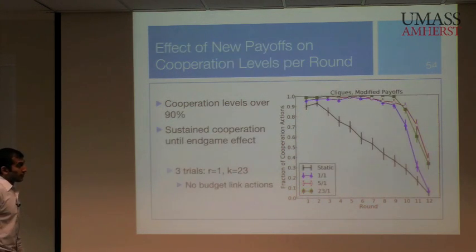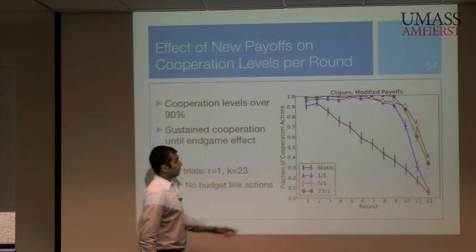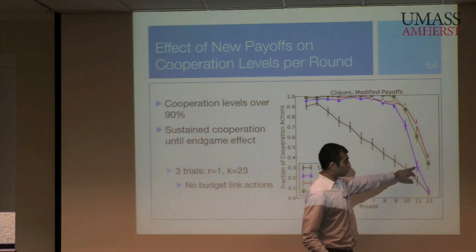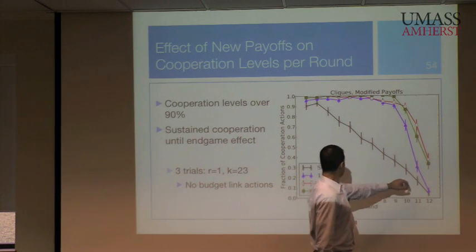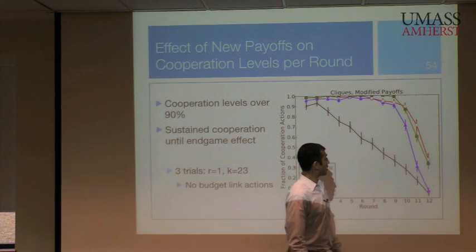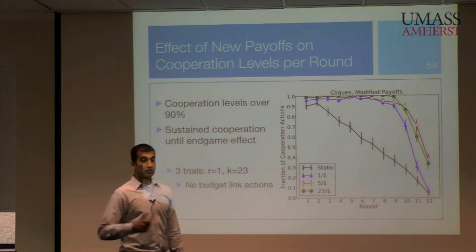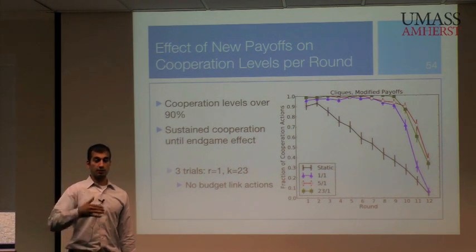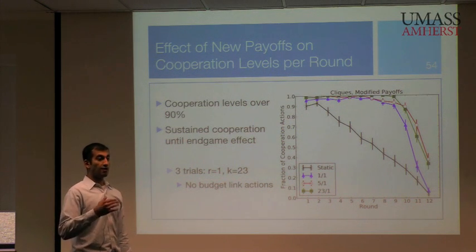And just to show you that I'm not cherry-picking results, black curve is static. Blue curve is 1 rewiring every round with the new payoffs. The red curve is 5 rewirings every round with the new payoffs. And the green curve is something new. 23 rewirings every round with the new payoffs. They could entirely change their neighborhood to anything they wanted to every round.